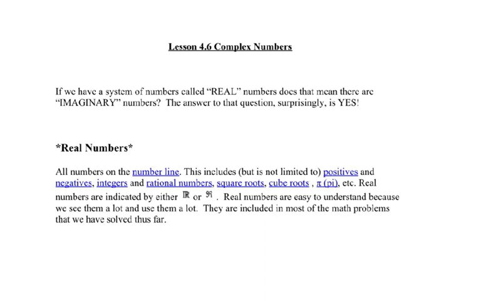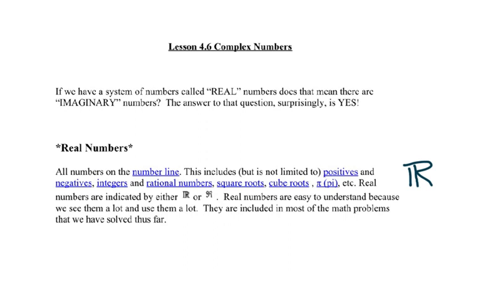Let's talk about this. Real numbers. All numbers on the number line, that includes, but is not limited to, positives, negatives, integers, rationals, square roots, cube roots, pi, etc. Those are all real numbers. And real numbers are indicated by that big R. I've drawn it before. You've seen me draw it on the board before. Just to get an idea of what it looks like, here's what you'll see when I draw it. That's the real number symbol. And you can see that that's what's on your notes there too.